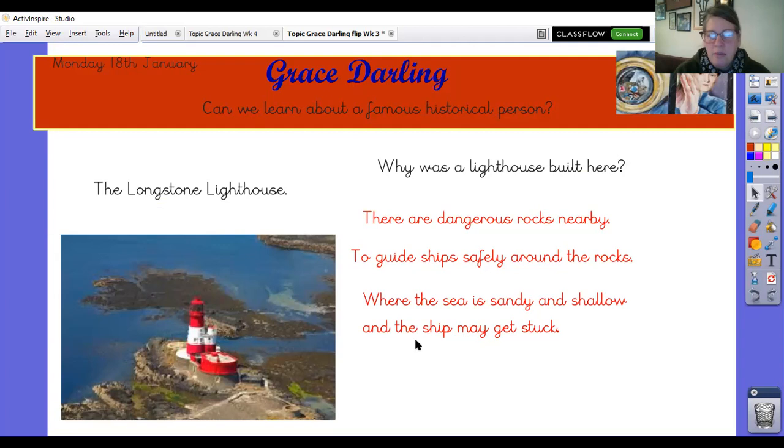And then the last one here, it's not just rocks that can be a problem. If you've got sand under the sea or mud, but it suddenly gets quite shallow, so it's not very deep, the ship can get stuck, stranded on that shallow water, a bit like the storm whale.